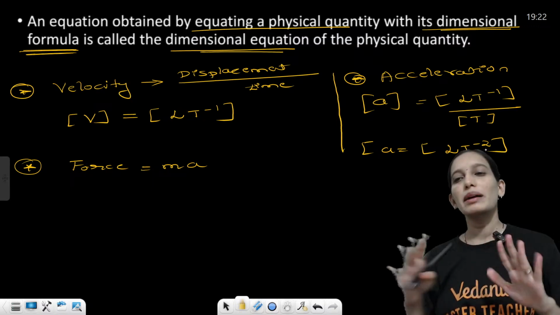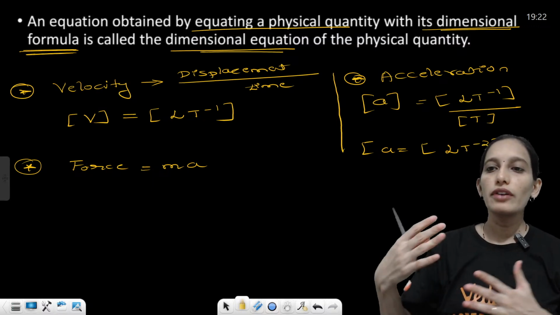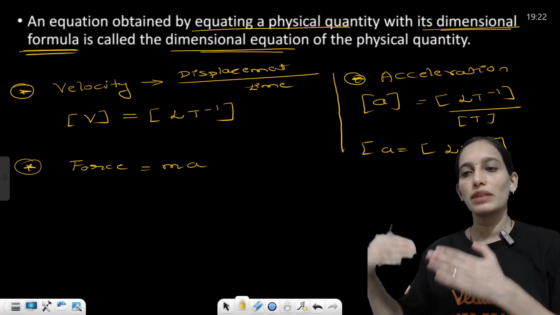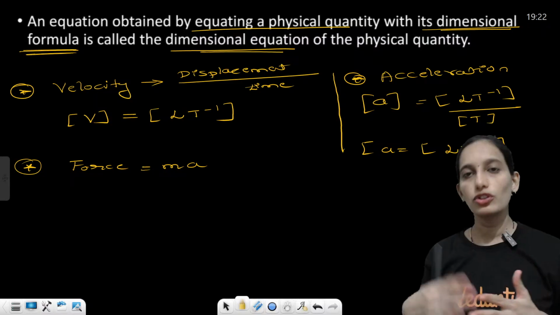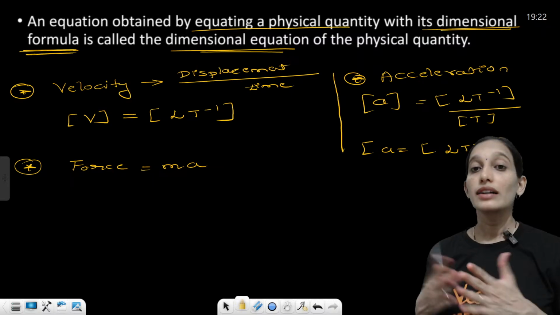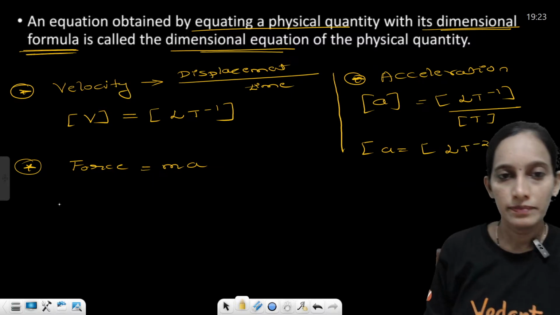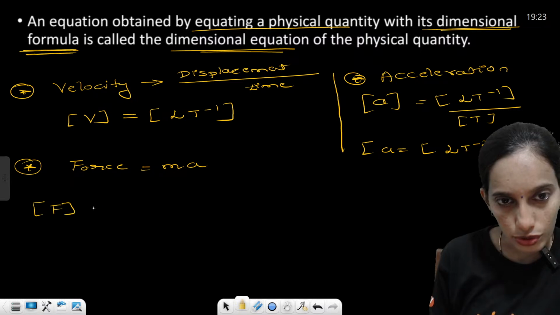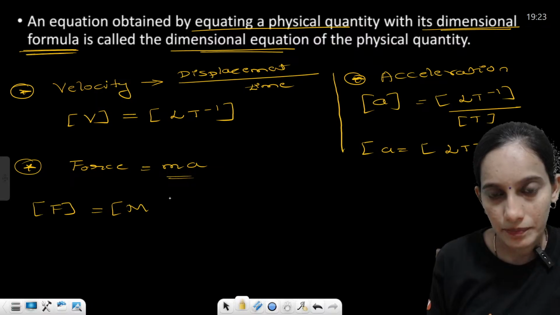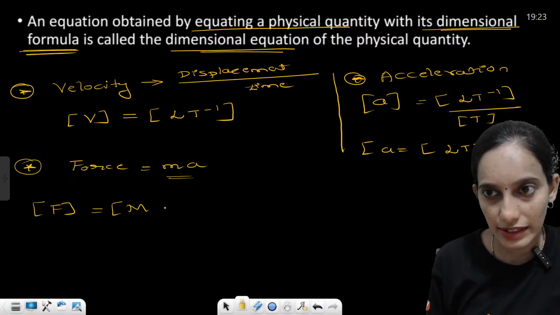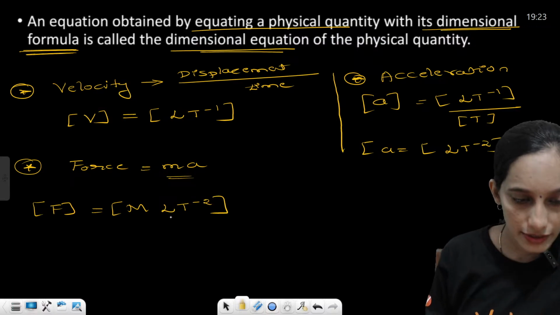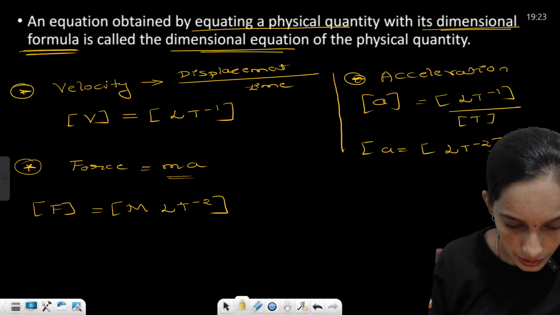Okay, so you should remember all those things. No one will tell you at each and every step, acceleration means LT minus 1 by T. Every time you are not supposed to do like that. You have to remember. Okay, LT minus 2. Velocity, LT minus 1. Displacement, just the length. Okay, so now the dimension of force. How do you write? Mass into acceleration, right? M stands for the dimension of mass and acceleration means LT minus 2. Correct? Hope you're following the dimension.